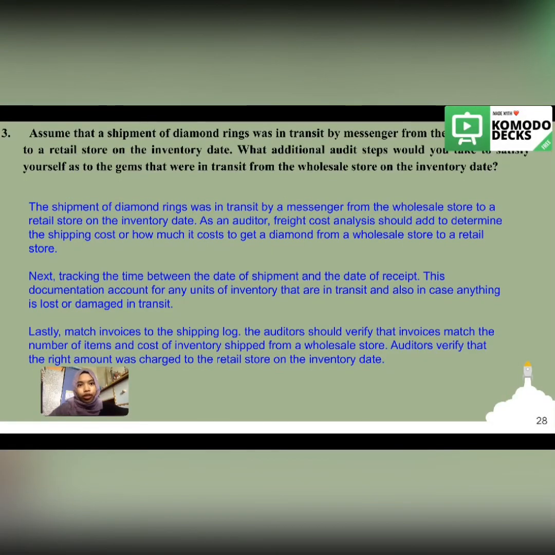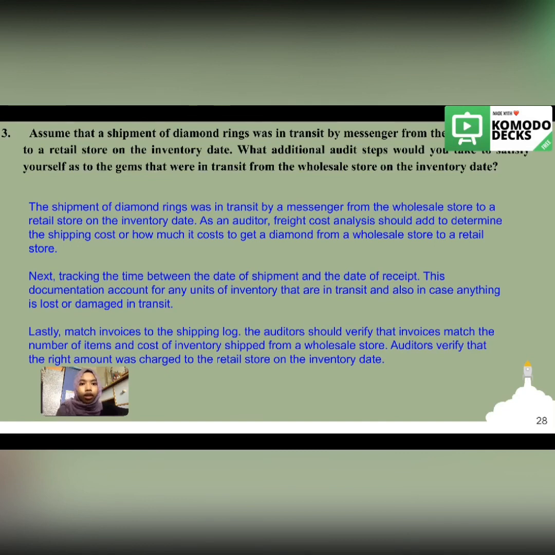Okay, for the third question, assume that a shipment of diamond rings was in transit by messenger from the wholesaler store to a retail store on the inventory date. What additional audit steps will you take to satisfy yourself as to the gems that were in transit from the wholesaler store on the inventory date? The shipment of diamond rings was in transit by a messenger from the wholesaler store to a retail store. As an auditor, do a freight cost analysis to determine the shipping cost, or how much it costs to get a diamond from a wholesaler store to a retail store.